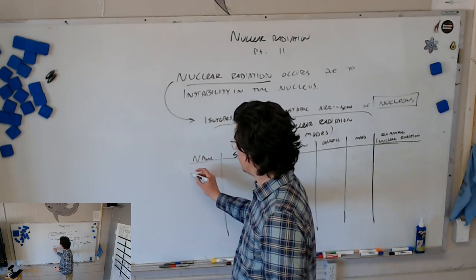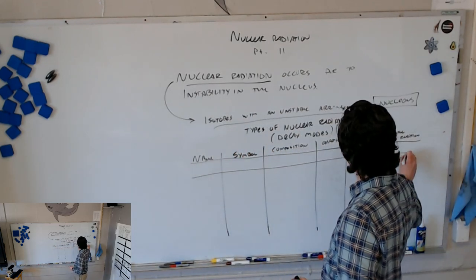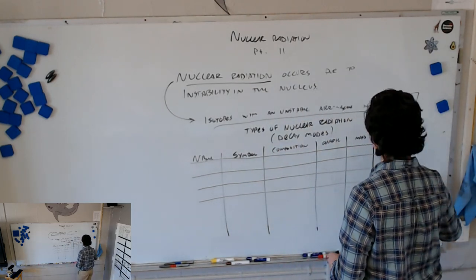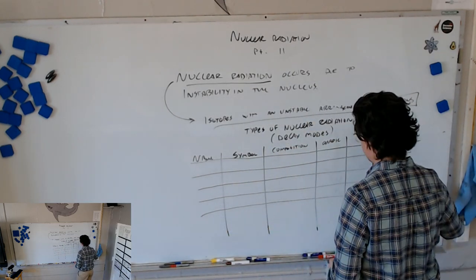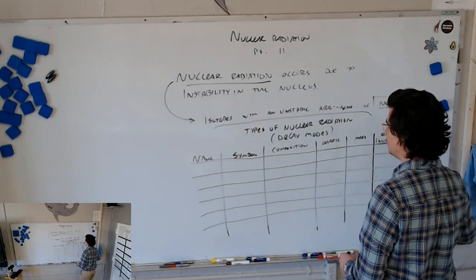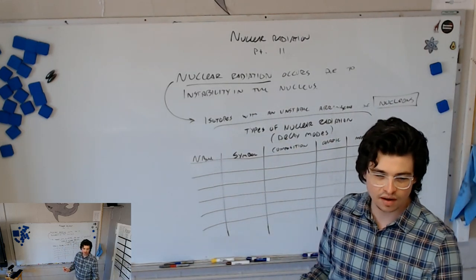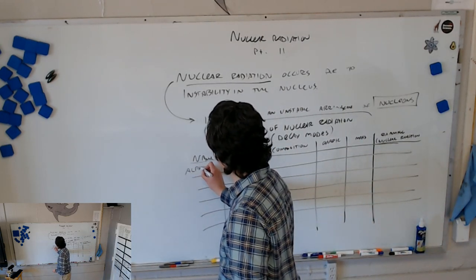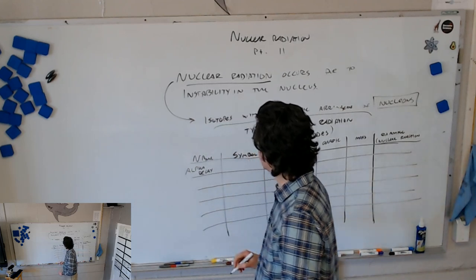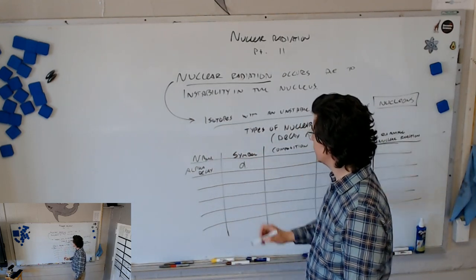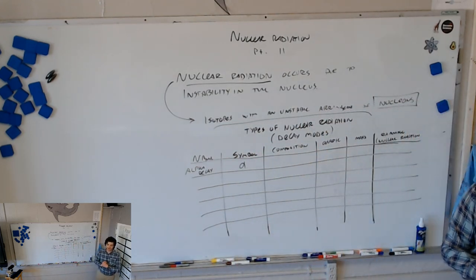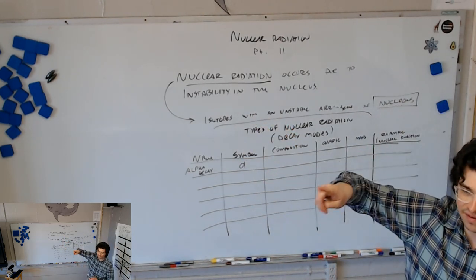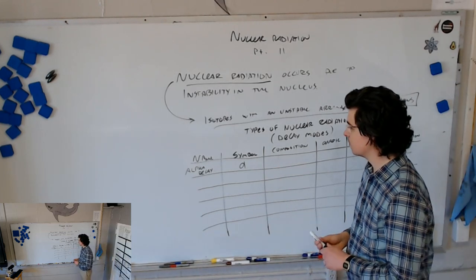So the first one we're going to talk about, can you guess? Your book talks about several, but not all. Can anyone guess what the first one we're going to talk about is? It was a vocab word. Alpha. Alpha decay. Thank you. The symbol is the Greek lowercase letter alpha, which looks kind of like the Latin letter A. I always draw mine like a little fat fish. I think it looks nice.